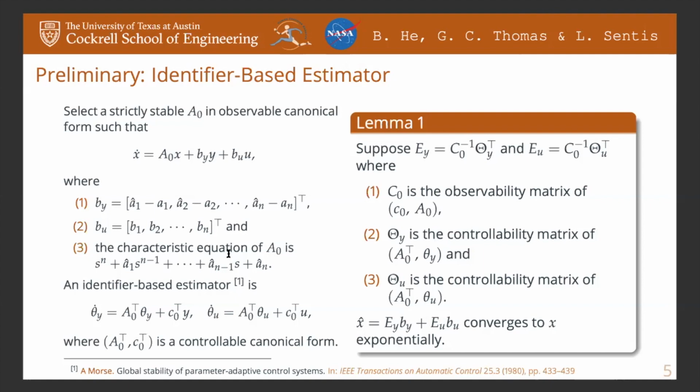To solve this problem, we can turn this Luenberger observer into an identifier-based estimator, which is just a pair of sensitivity filters of the input and the output signals. Notice that these two sensitivity filters are automatically in the controllable canonical form, since there are no uncertain parameters in these two dynamic equations of the identifier-based estimator. The estimated states of this identifier-based estimator are totally available.